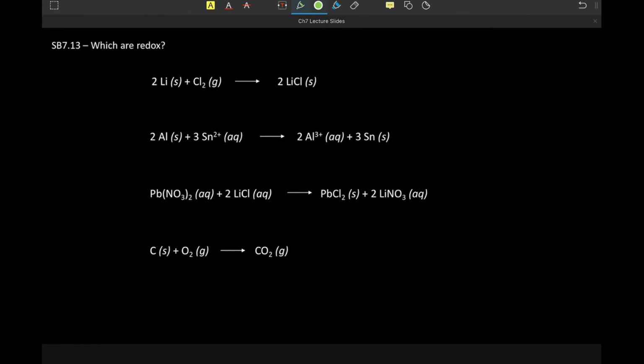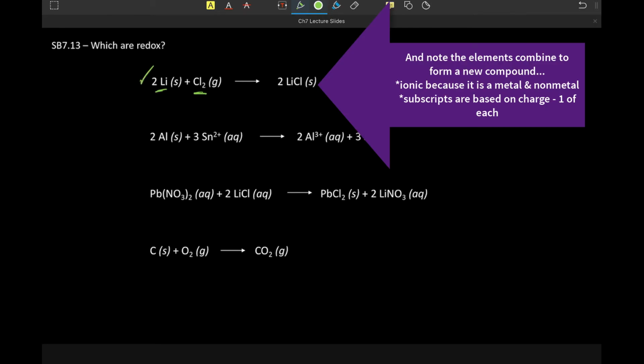So, which of these are redox? We're looking for those same clues. Do we have an element here? Indeed, we have two, so this is redox. Here, do we have an element?